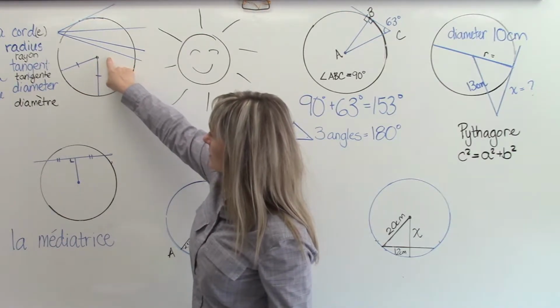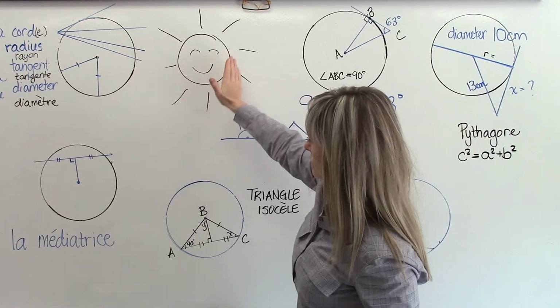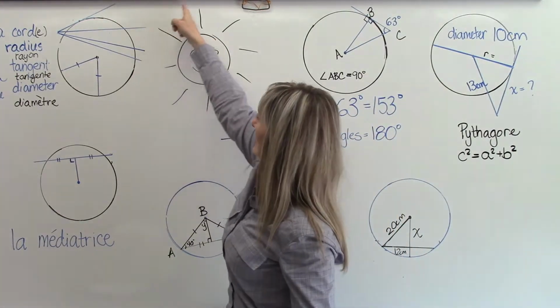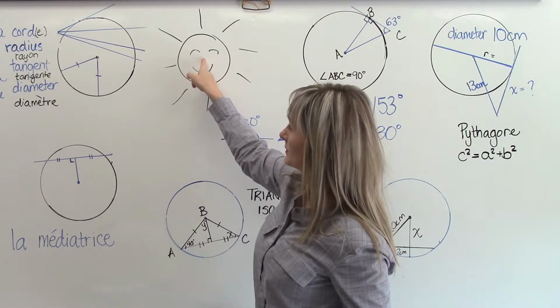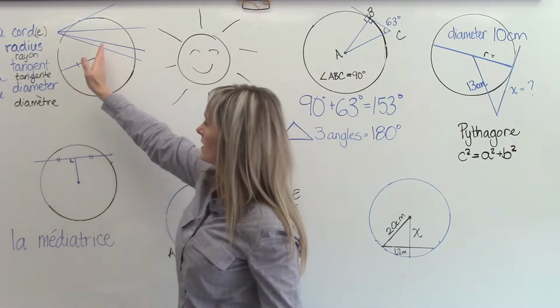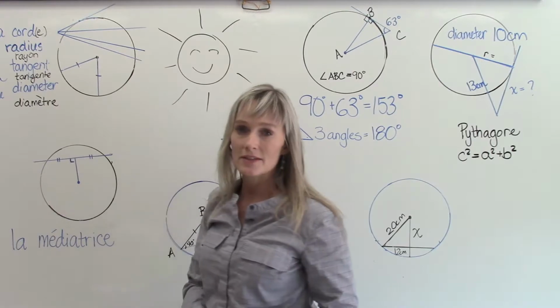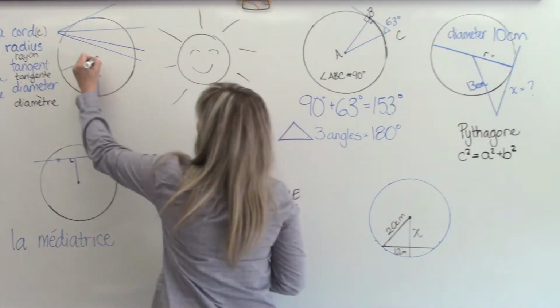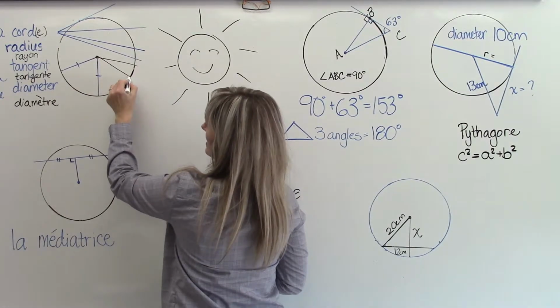Alors, quand vous avez un cercle, puis juste comme le soleil, on voit que nous avons des rayons. So just like with the sun, we have rays that radiate out from the center. It's the same with a circle. These, in French, en français, c'est rayon. In English, it's a radius. And you can have as many as you like.